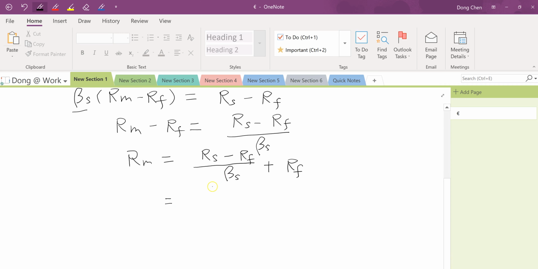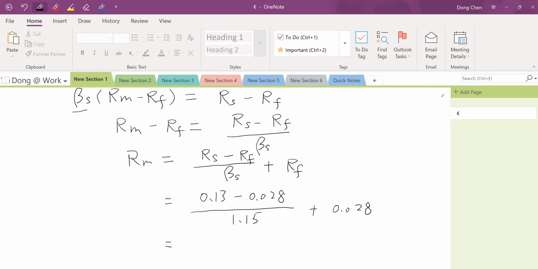Rs is 13%. Rf is 0.028, right? 2.8%. And beta S is 1.15. And this is 0.028. Okay, so then you can put this into your calculator or Excel to figure out the answer, and then plug in the numbers.